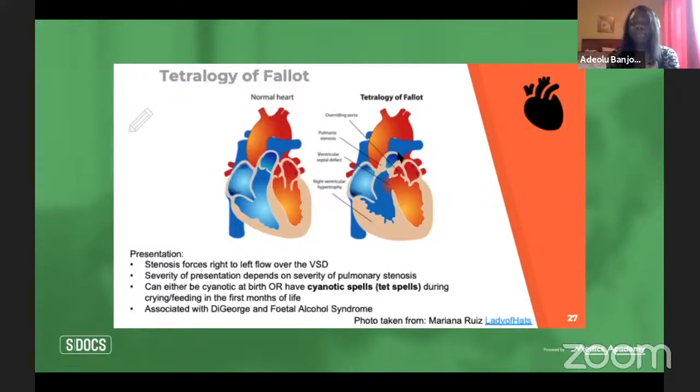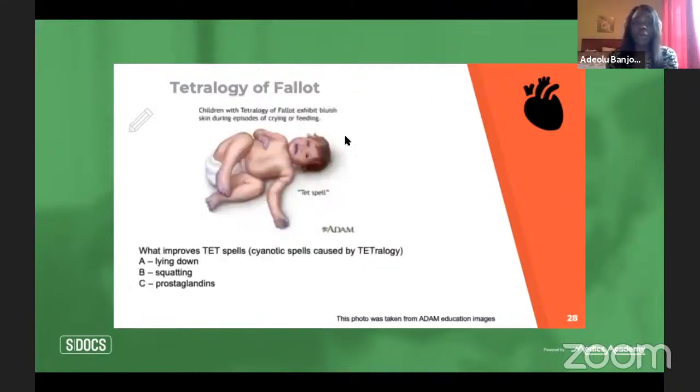So because of that, you'll have a spectrum of tetralogy of Fallot. You'll have some babies that have a really significant degree of stenosis that will be cyanotic at birth, or you'll have some babies that will have cyanotic spells, where during crying or feeding they'll basically turn blue. That's because those times cause increased work of the heart, which causes increased deoxygenated blood flowing, which makes them turn blue. And tetralogy of Fallot is associated with DiGeorge syndrome and also fetal alcohol syndrome. And this is a photo of what a cyanotic or a TET spell would look like.